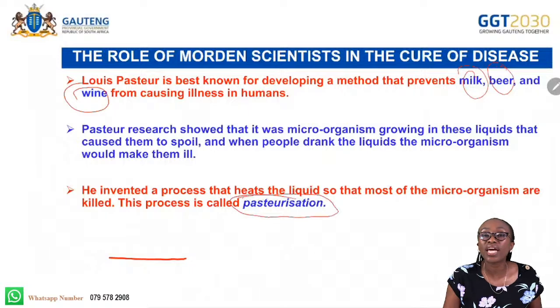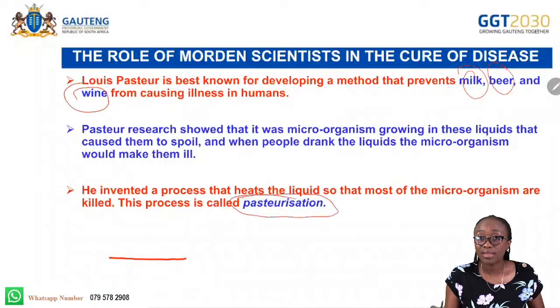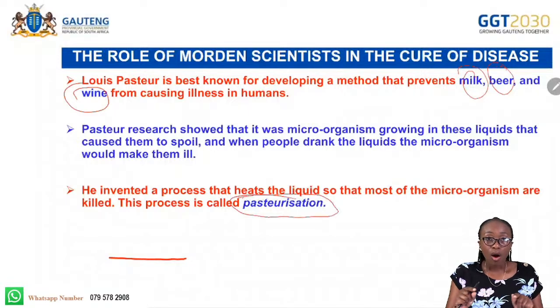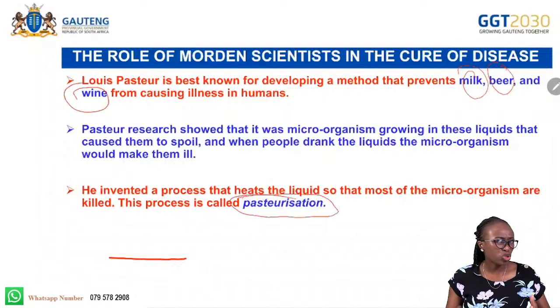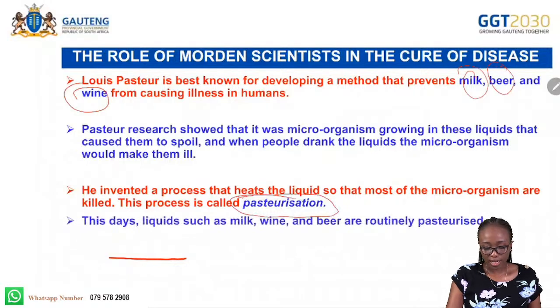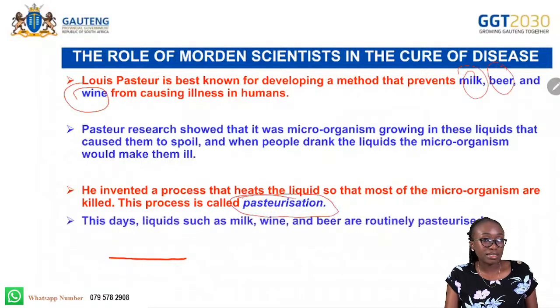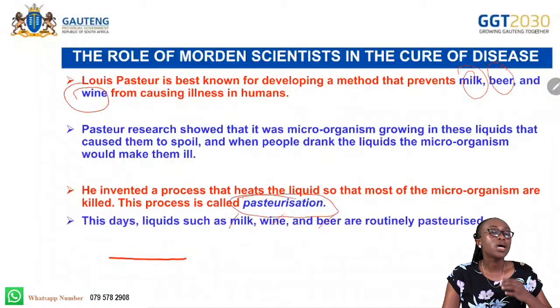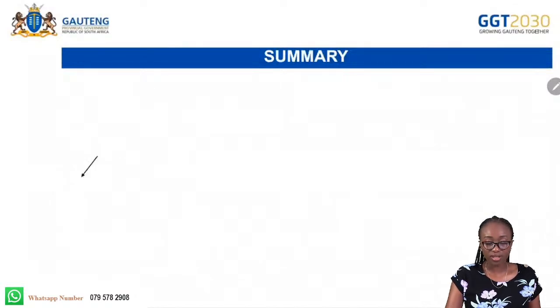That's why today we have pasteurized milk, that milk that is sold in the box, and when you're in the supermarket you don't see it in the refrigerator. Instead, it is on the shelves. So these days, liquids such as milk, wine, beer are routinely pasteurized to make sure that they don't spoil, because if they spoil and we ingest them, they're going to make us very, very sick.